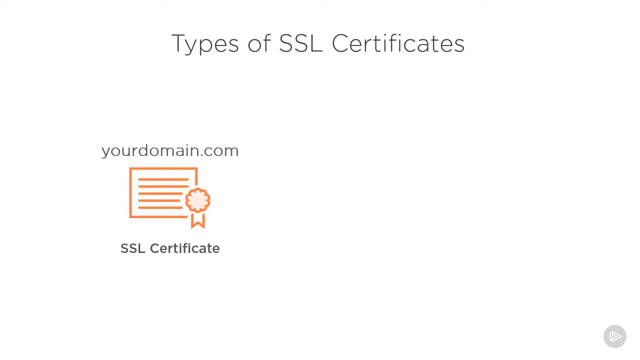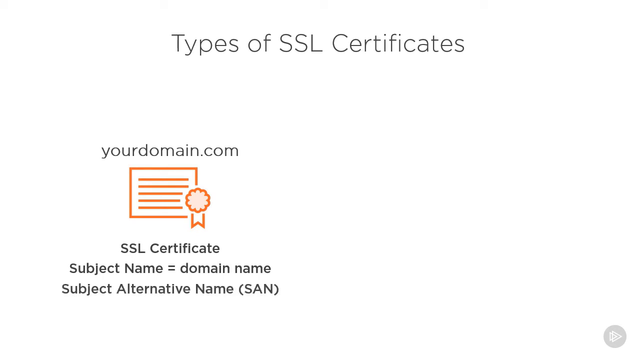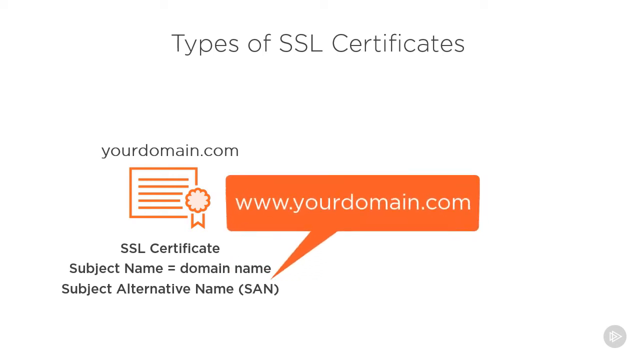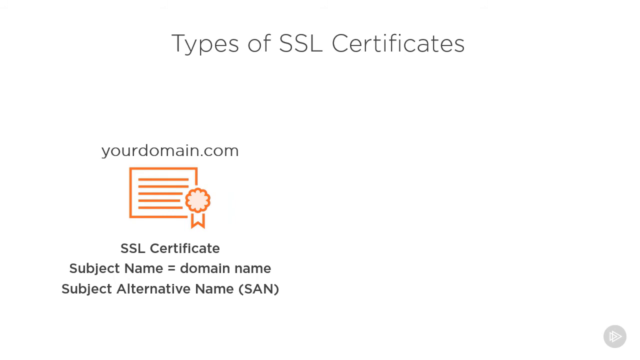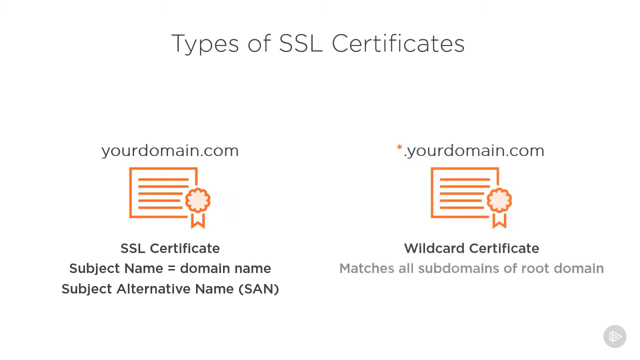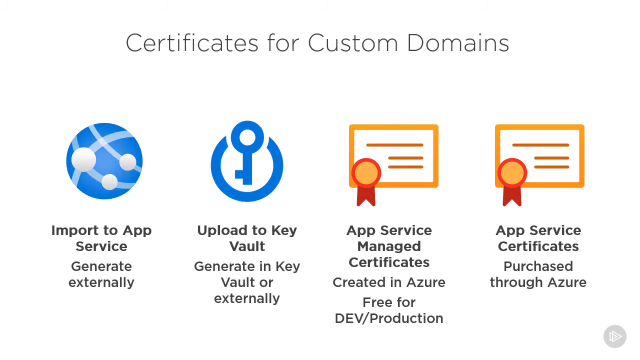Now, something to keep in mind about an SSL certificate is that the domain name or subdomain that the client is accessing must match the subject name in the certificate, or you need the domain name included in the subject alternative name, or SAN, of the certificate. When you purchase a certificate for a root domain, you often get the www subdomain added in the subject alternative name. But if you don't, then you can't use that certificate with that subdomain. The alternative is to purchase a wildcard certificate, which allows it to be used for all subdomains of the root domain. Wildcard certificates are really flexible, but they're also significantly more expensive. There are 4 ways to use SSL certificates with a custom domain on your app service.